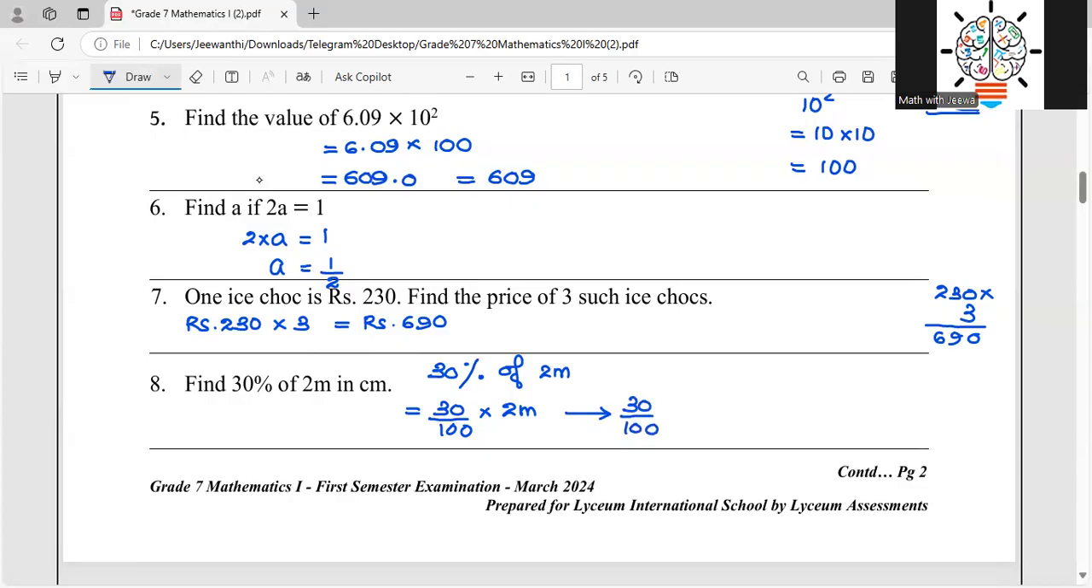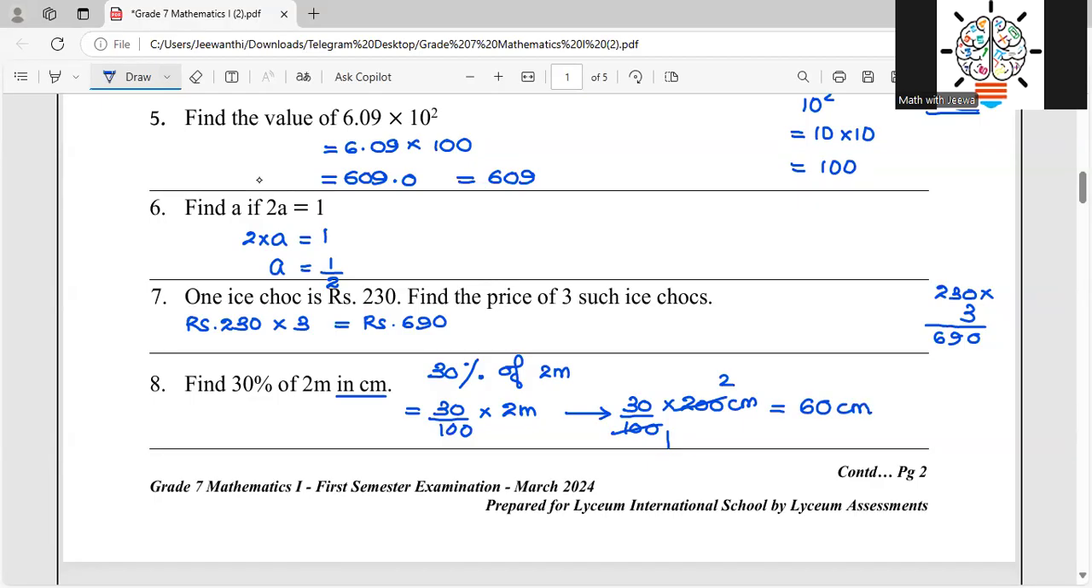30 over 100 multiplied by 200 centimeters, because we want to write the answer in centimeters. If you read the question carefully, you want to write the answer in centimeters. If you want the answer in centimeters, it's easier for us to convert the 2 meters into centimeters from the beginning, as well as it is easier for us to simplify the sum. So then 100 times 1 and 100 times 2, 2 times 30, it is 60 centimeters, right?